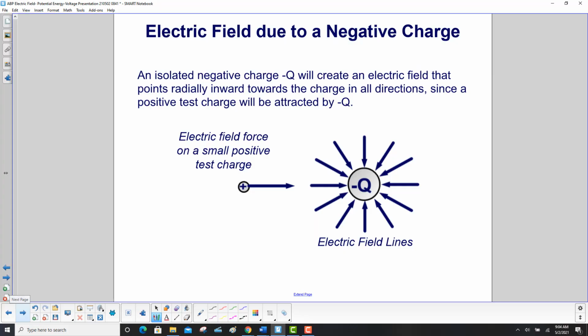Now what about a large isolated negative charge over here? Well, that will create an electric field that points radially inward towards the charge in all directions, since a positive test charge will be attracted by negative Q.